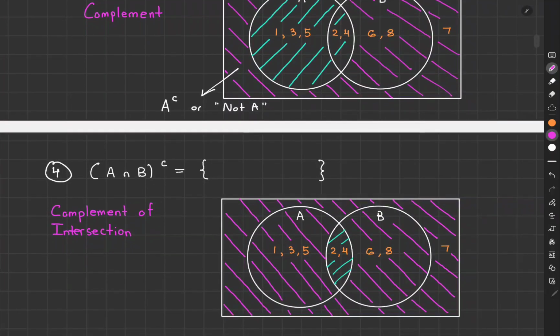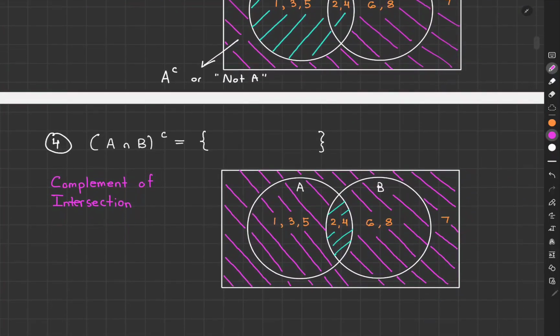Okay, so now we've got a more compound, or more complicated, set here that we're going to consider. So this is the complement of A and B, also known as the complement of the intersection. So in this case, we start off the same way. First, you start by identifying what your intersection is. So that's 2 and 4.